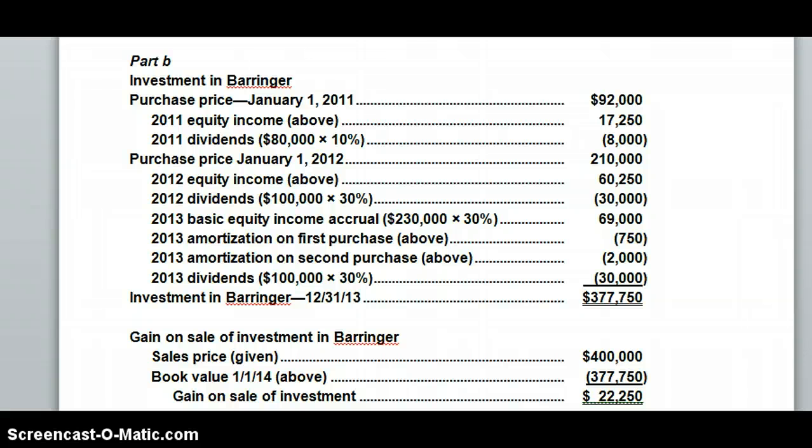So let's see. The first purchase price was 92,000. From the prior part, we said that when we start accounting for it on the equity income basis, we will do it retroactively so that we would have had 17,250 in equity income, 10% of income less excess amortization.